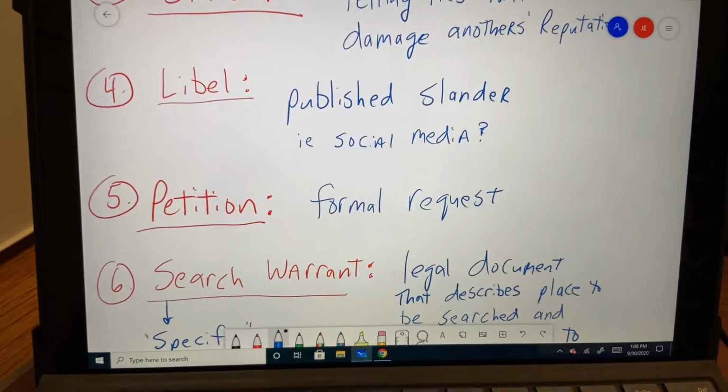All it is just a formal request. Just because you have 5,000 signatures on a petition doesn't mean that the government's going to change. But it allows people in government positions to at least know how most of the people feel. So a petition is just a formal request. Doesn't guarantee that anything will be changed. But you can petition and ask the government for a redress or to look at something.